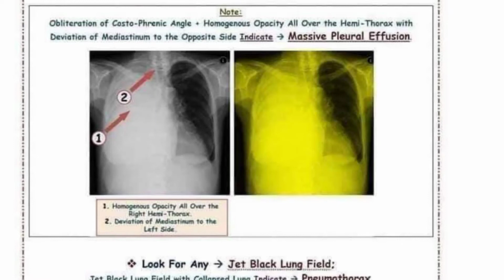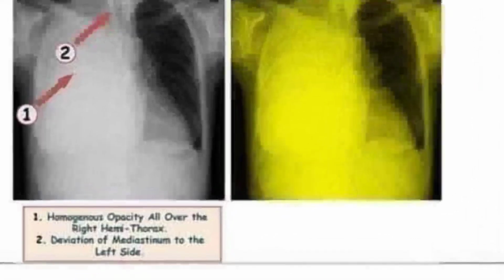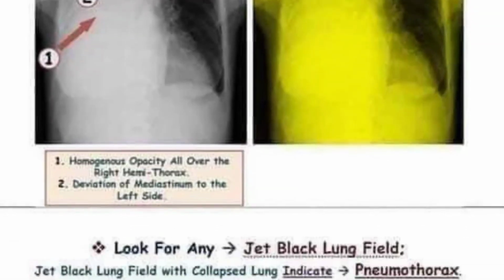Then check for obliteration of the costophrenic angle plus homogeneous opacity all over the hemithorax with deviation of the mediastinum to the opposite side, and these X-rays show massive pleural effusions on the right side of the X-ray, which is pushing the mediastinum to the left side.